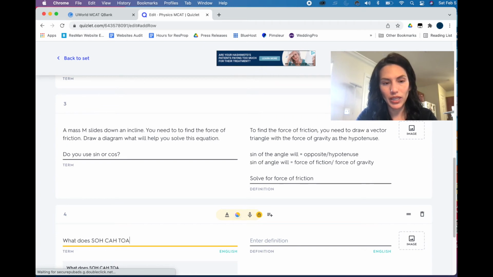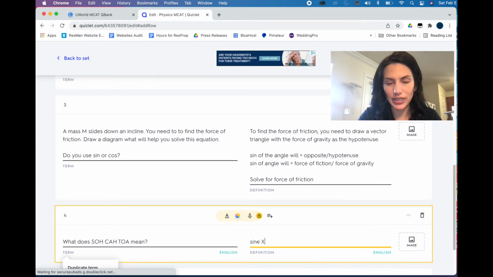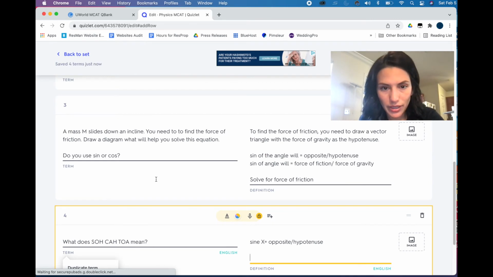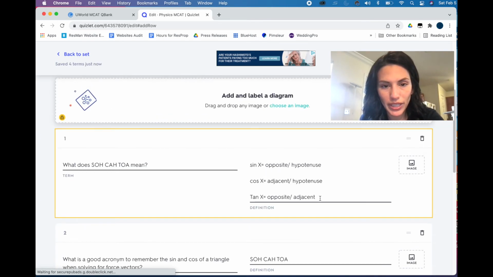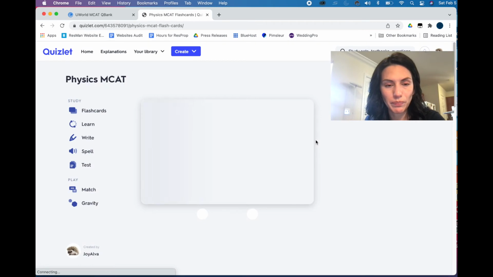SOHCAHTOA mean. And then we're going to put, sine x equals opposite over hypotenuse. All right, so I write the answer there. It ends up looking like this one at the end, and that's it. I'm gonna put example card. Okay, so you click done, and now it's part of your stack.